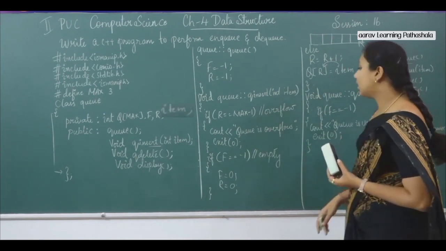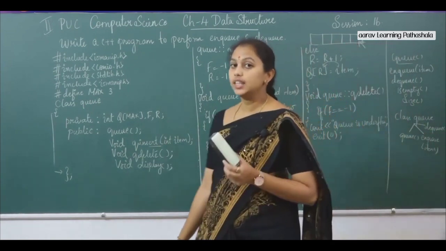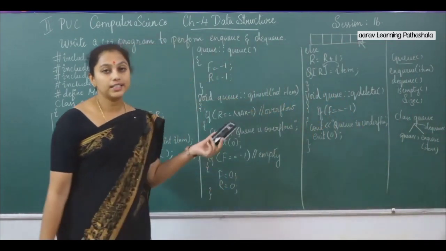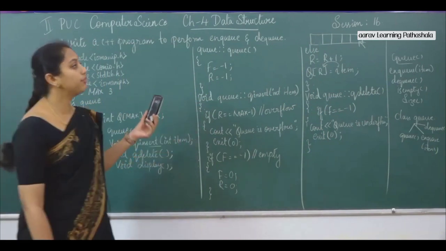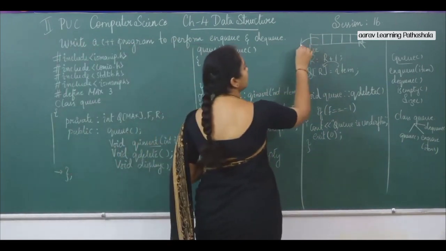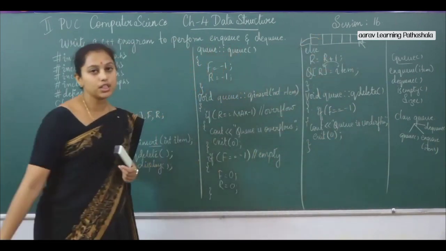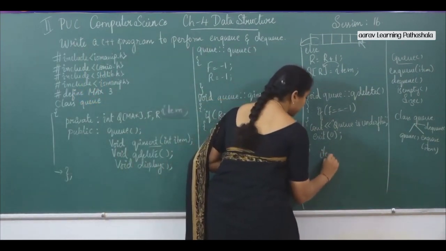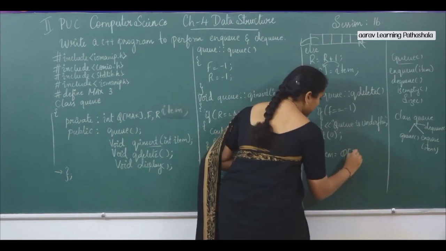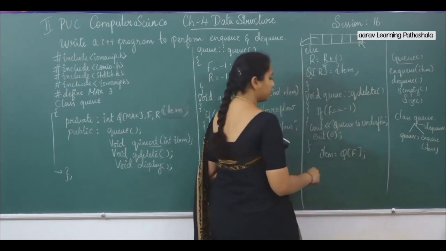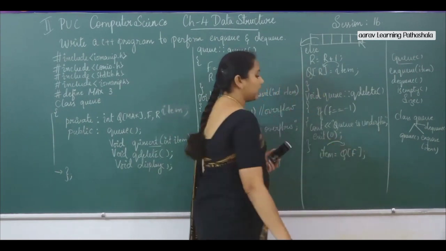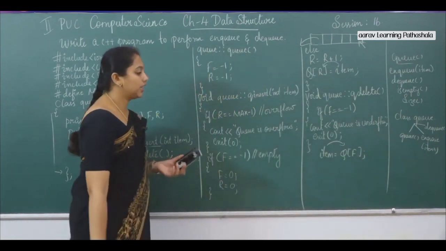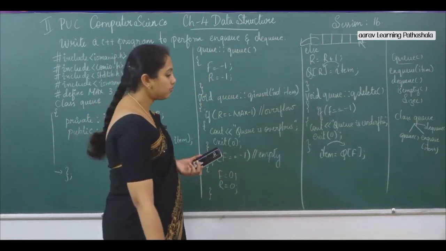If the queue is not in empty state, then definitely I can delete an item from the front end of the queue. That is item, we are deleting an item from the front end of the queue.